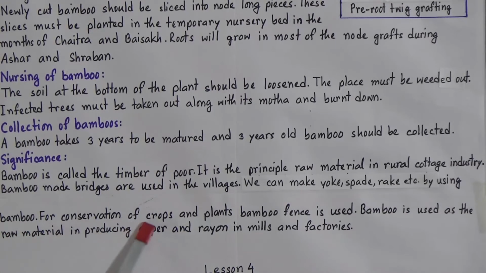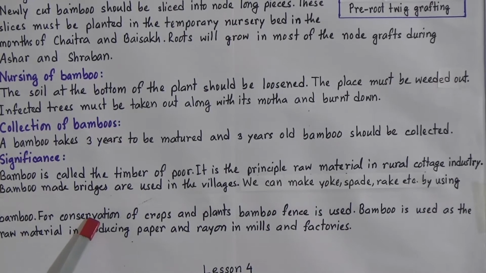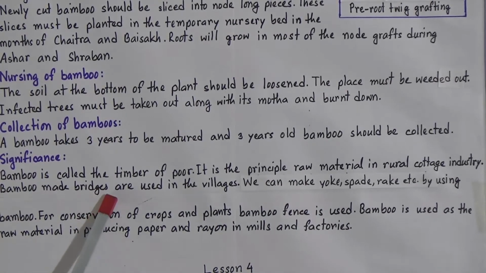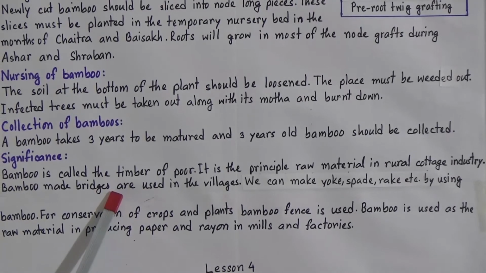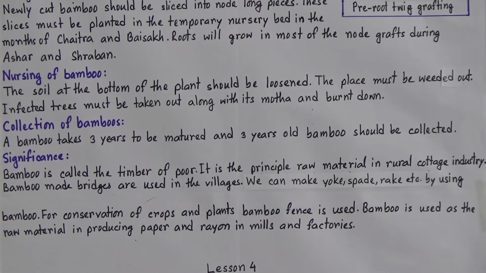And for conservation of crops and plants, bamboo fence is used. So if you want to protect your crops or plants from animals or from harm, you can make a fence with bamboo. And bamboo is used as the raw material in producing paper and rayon in mills and factories. So this is also a raw material. That means bamboo plays a very great role in our day-to-day life, and it plays a very great role in the economy of the rural area of our country. So my dear students, this is all about bamboos.